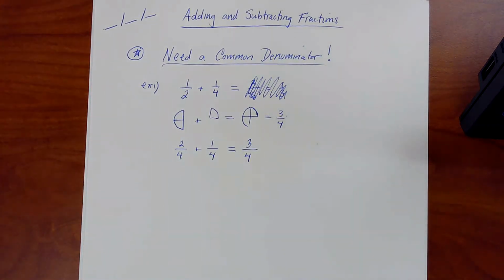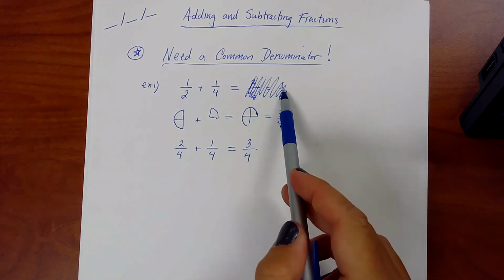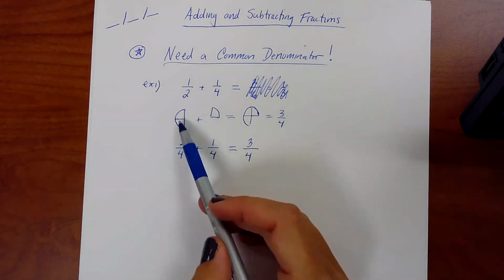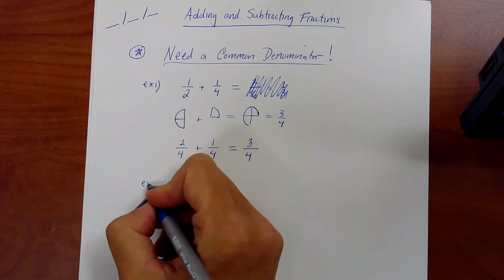Okay, so that hopefully shows you why we do it. If you just added normally, like we got our weird answer of a third up here, it doesn't work because you're counting different size pieces. You need to get all the pieces to be the same size, then you can count them up. All right, so let's try another one here. Example 2.